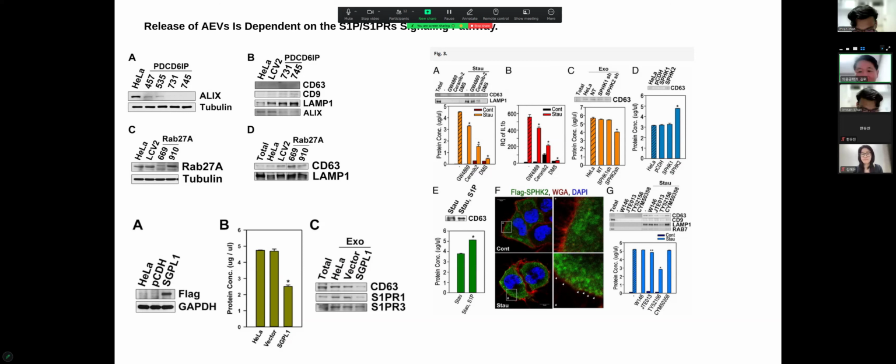Okay, go ahead. The sphingosine kinase inhibitor majorly reduces the release of the exosomes, and it also reduces the interleukin-1 beta activation in the macrophages. When treated to macrophage, right? Yes.